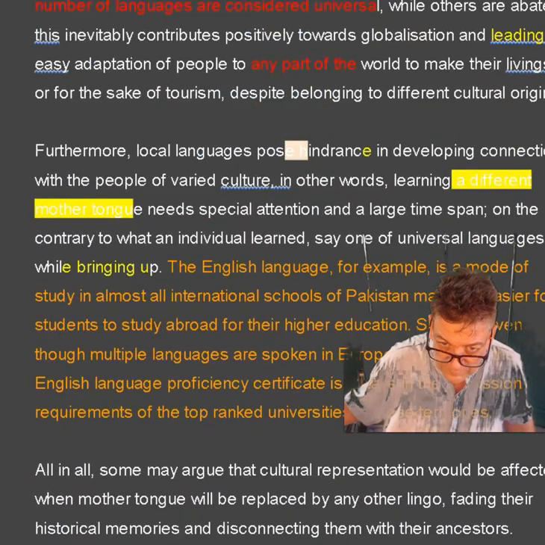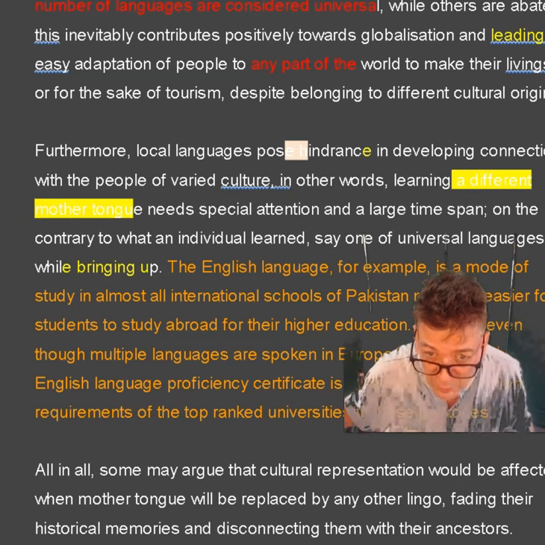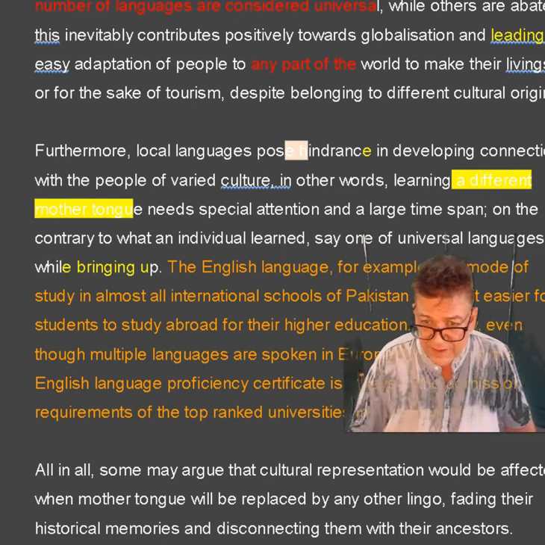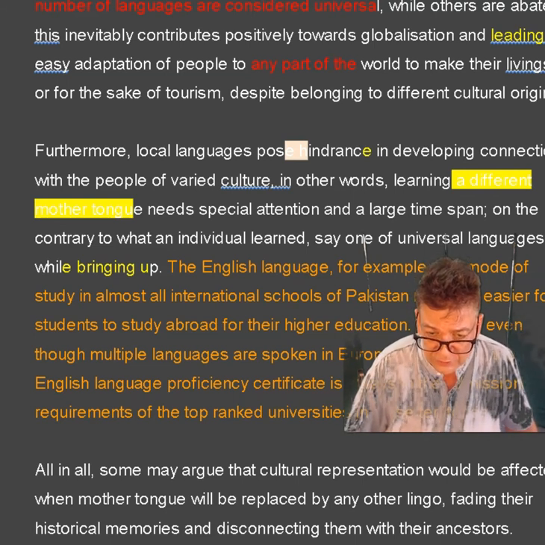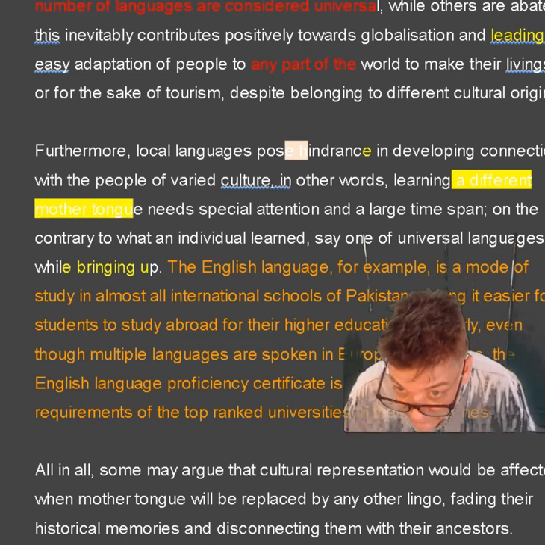Furthermore, local languages pose hindrance in developing connection with the people of varied cultures. Yeah, sure. Okay, they also help preserve cultures. In other words, again, no period, just straight another comma. In other words, learning. What did I say here?